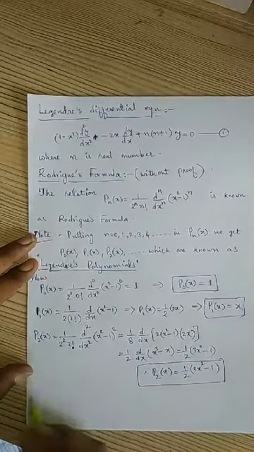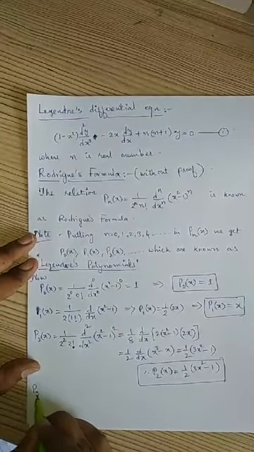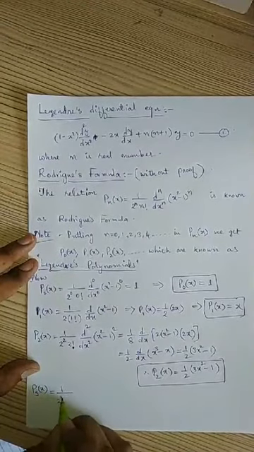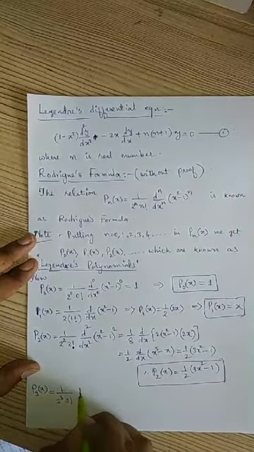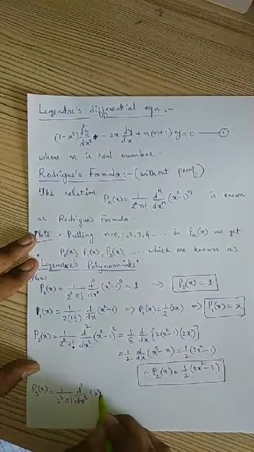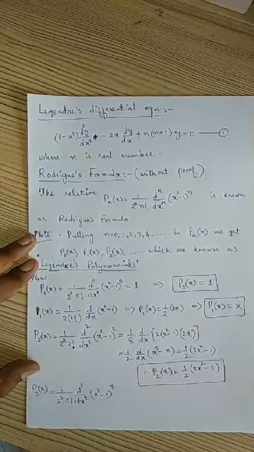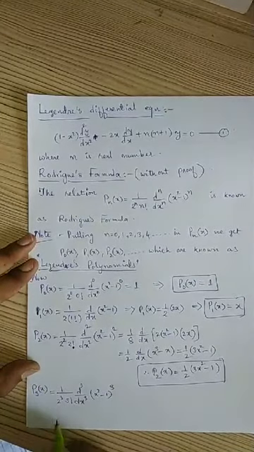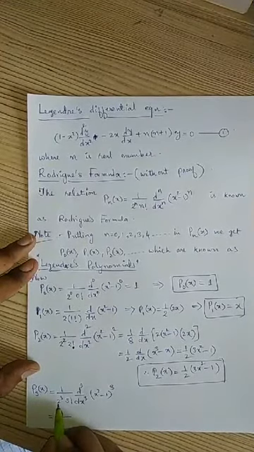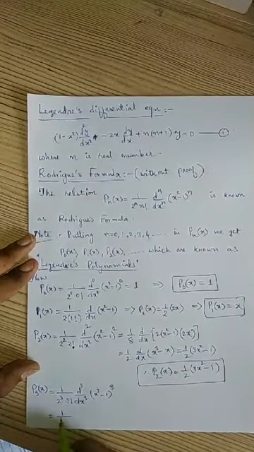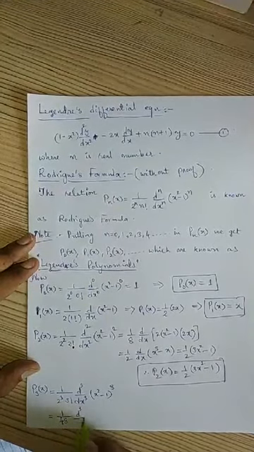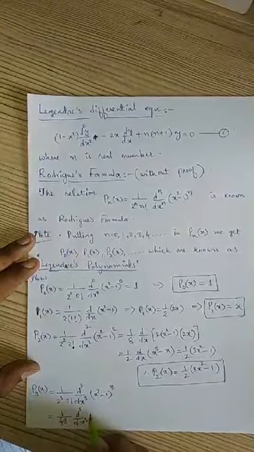Similarly, I will derive one more, P3 of x. What will happen? 1 by 2 cube 3 factorial, third derivative of x square minus 1 whole power 3. Right? Which is equal to 1 by 8 into 6, 48, d cube dx cube, third derivative.